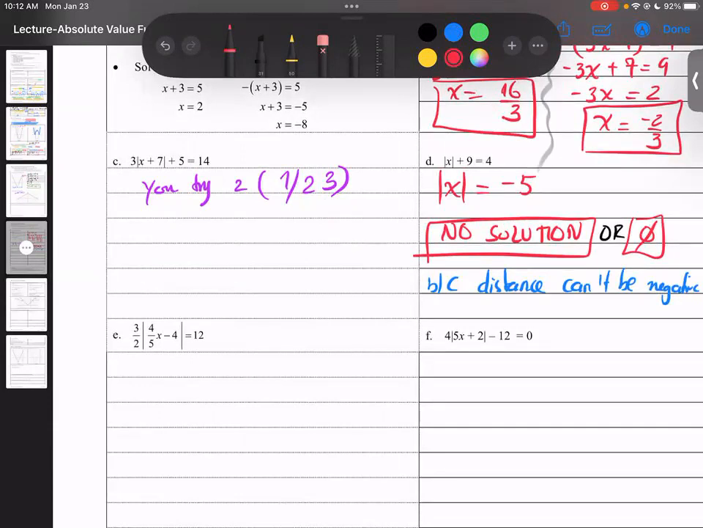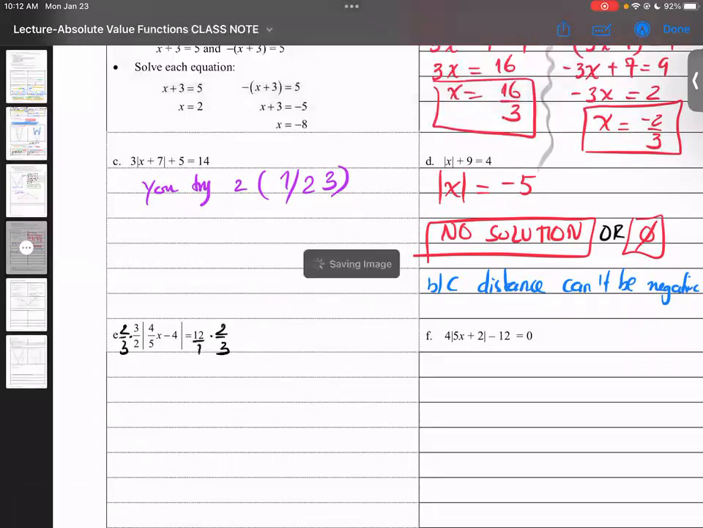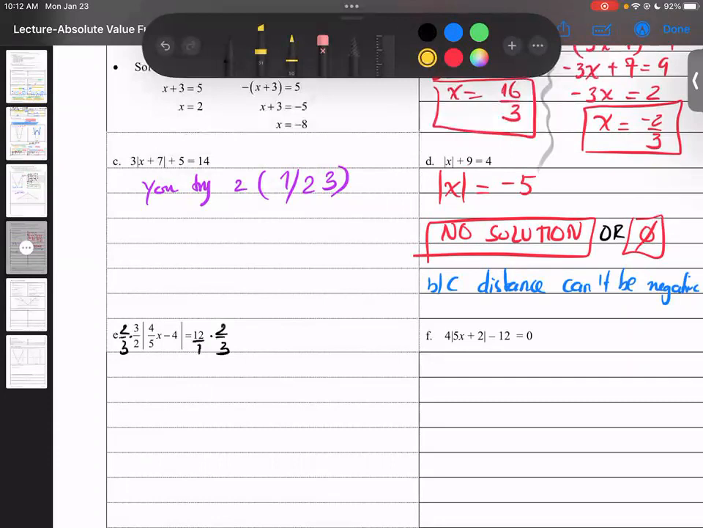I need to isolate the absolute value, so I'm going to multiply both sides by 2/3. 12 is the same thing as 12 over 1. On the left-hand side, that cancels, I just have 1. So I have the absolute value of 4/5 x minus 4 equal 24 divided by 3, which is 8.